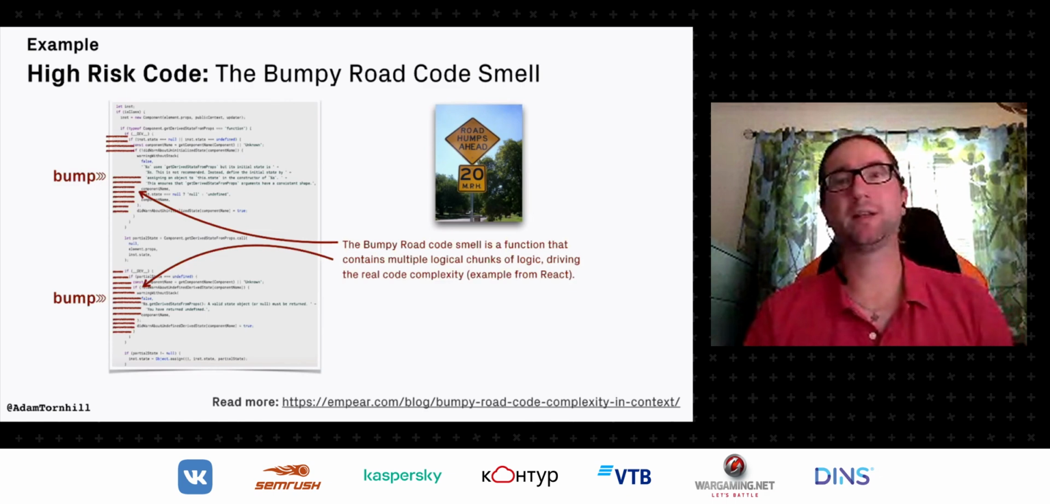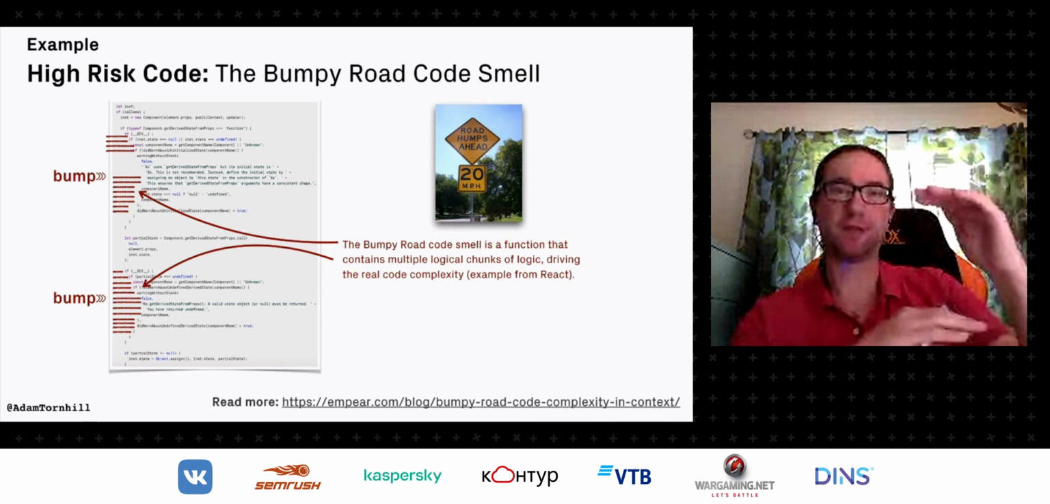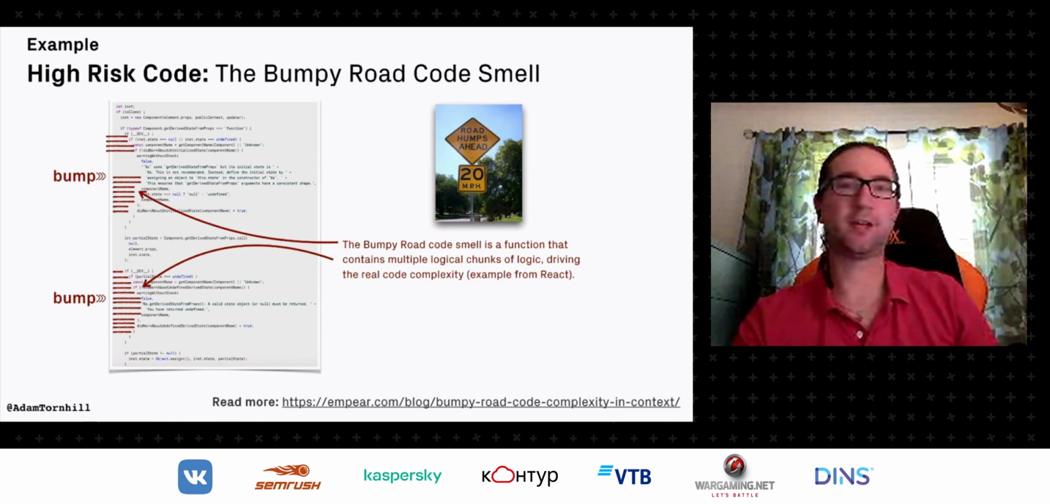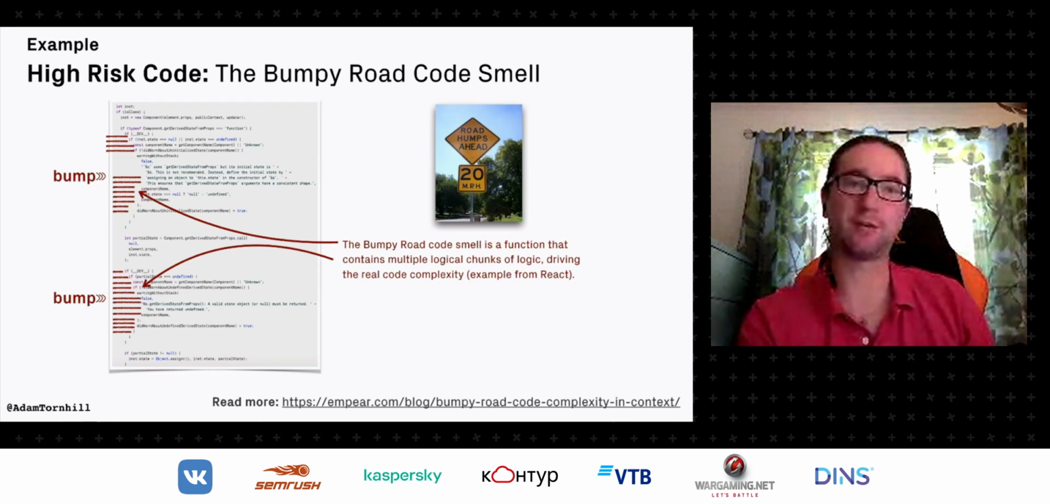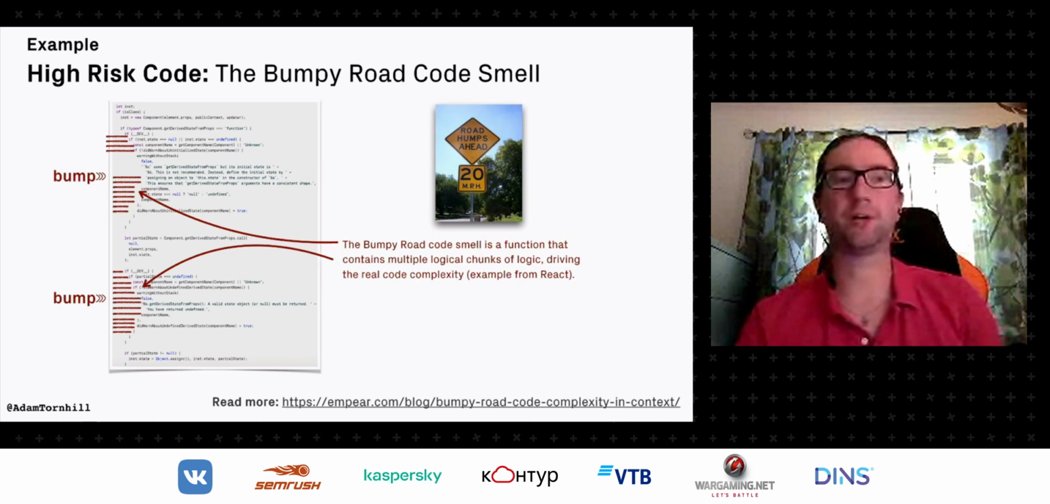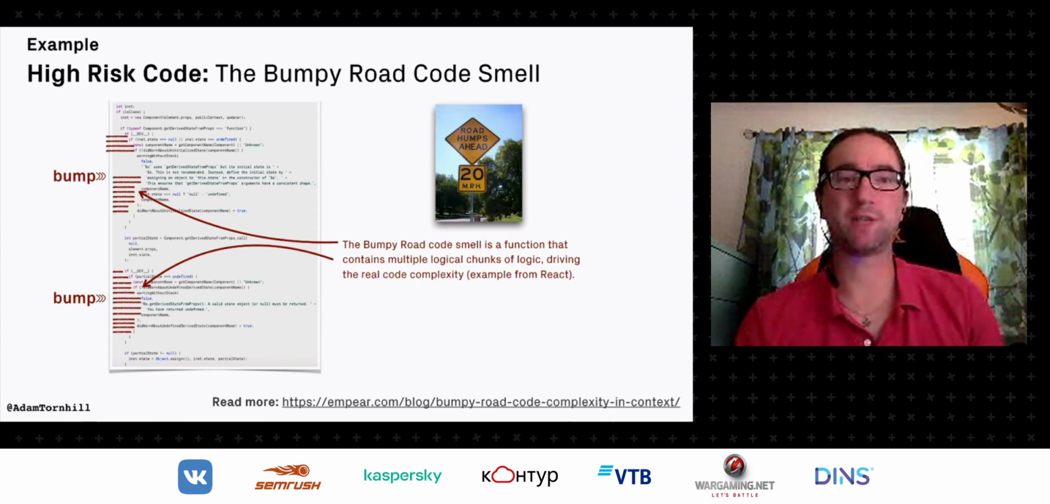The bumpy road code smell is when you have chunks of deeply nested logic and you have multiple of them within the same function. So it's like an exaggerated version of deeply nested logic. It's usually much more problematic when you find this pattern. So that's another thing I want you to be aware of. And if you want to read more about the bumpy road code smell and complexity metrics in general, then I have a new blog about it called Complexity in Context that's referenced here on the slide deck that you should have access to.